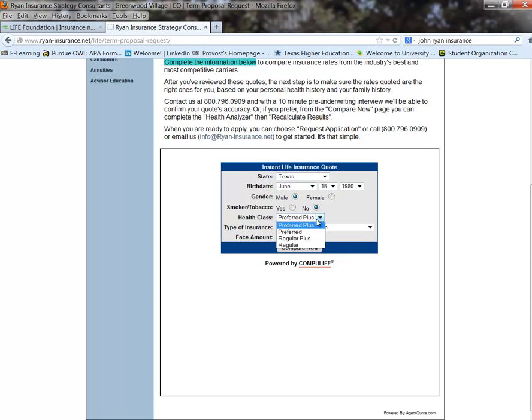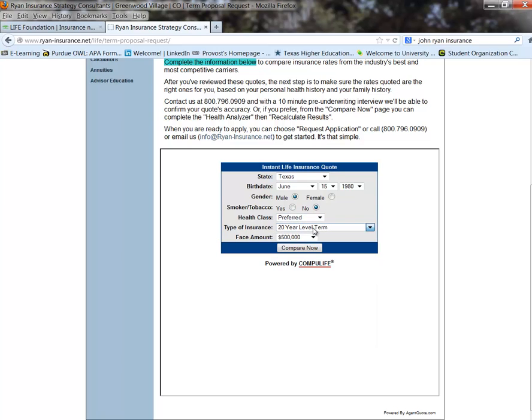Now, health class. So let me break this down for you. There has to be absolutely nothing wrong with you at all to get Preferred Plus. I mean, you have to not weigh too much more. You have to be a certain height. You obviously can't smoke. You can't have any hypertension. Even if it's controlled blood pressure, they don't like it. Okay? Most people are going to fall underneath the preferred category. So we'll do preferred here.